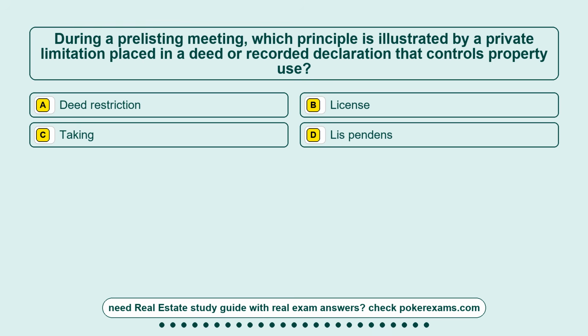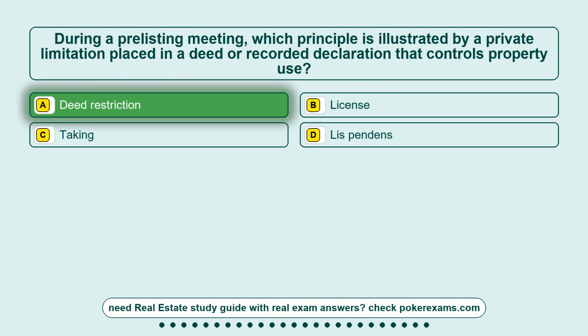Question 5. During a pre-listing meeting, which principle is illustrated by a private limitation placed in a deed or recorded declaration that controls property use? Option A, deed restriction. Option B, license. Option C, taking. Option D, lis pendens. The correct answer is option A, deed restriction.